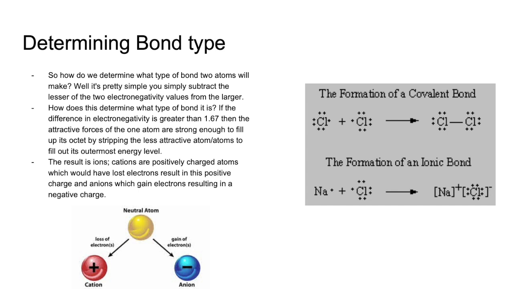So how do we determine what type of bond atoms will make? It's pretty simple. You simply subtract the lesser of the 2 electronegativity values from the larger one. How does this determine what type of bond it is? If the difference in the electronegativity is greater than 1.67, the attractive forces of one atom are strong enough to pull the electrons away from the other to fill its octet. The result is cations, which are positively charged atoms that have lost electrons, and anions, which gain electrons, resulting in a negative charge.